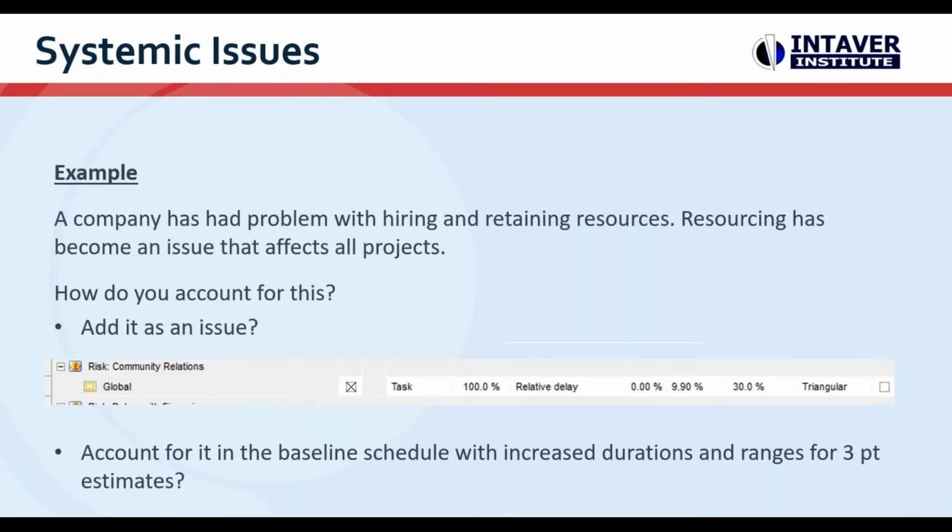You add it as an issue. Within RiskyProject, you might have it as a global risk that, in this example, has 100% impact, a relative delay, and a triangular statistical distribution. Alternatively, as part of the schedule, do you build it into the baseline schedule with increased durations and ranges for 3-point estimates? I don't know.